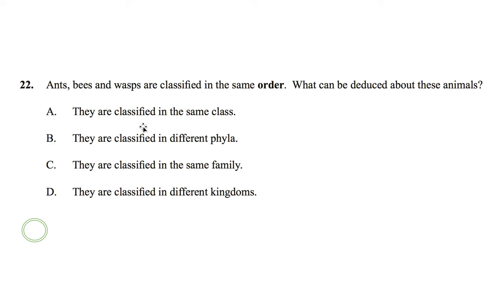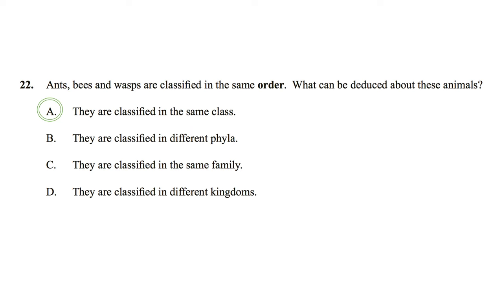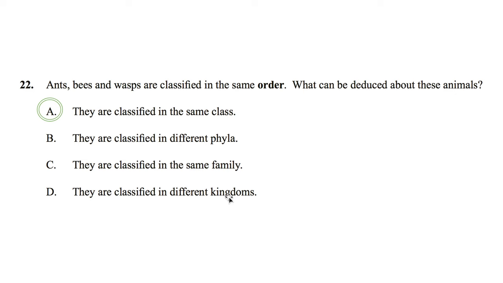Let's just see what the other ones are. They are classified in different phyla. No, phyla is even higher. So if they're in the same order, they're definitely the same phyla. They are classified in the same family. They don't need to be. They're the same order, but that doesn't mean they need to be the same family, because family is more specific. Maybe they're different at the family level. They are classified in different kingdoms. No, same kingdom. If they're the same order, it means they're the same class, same phylum, same kingdom.